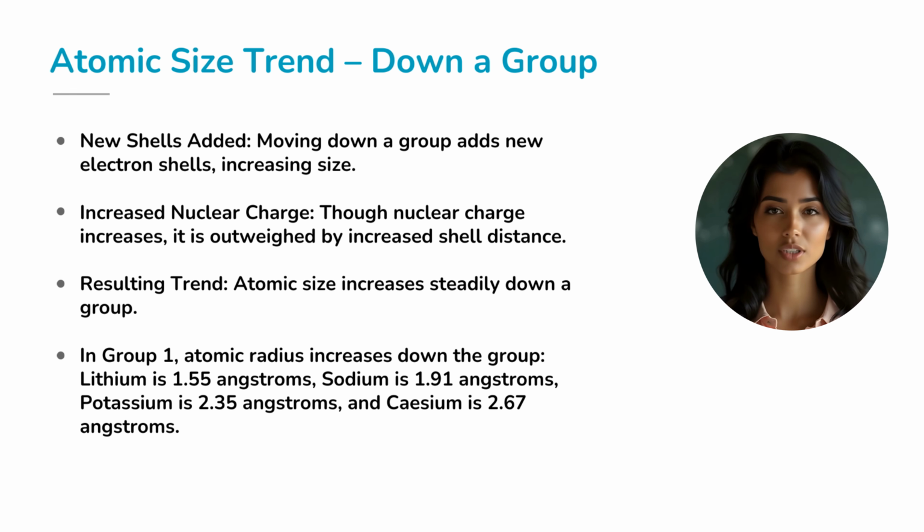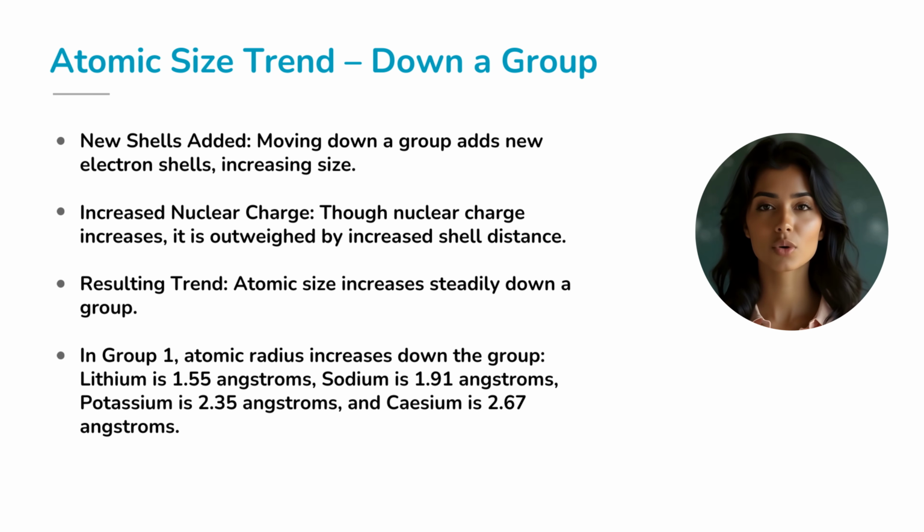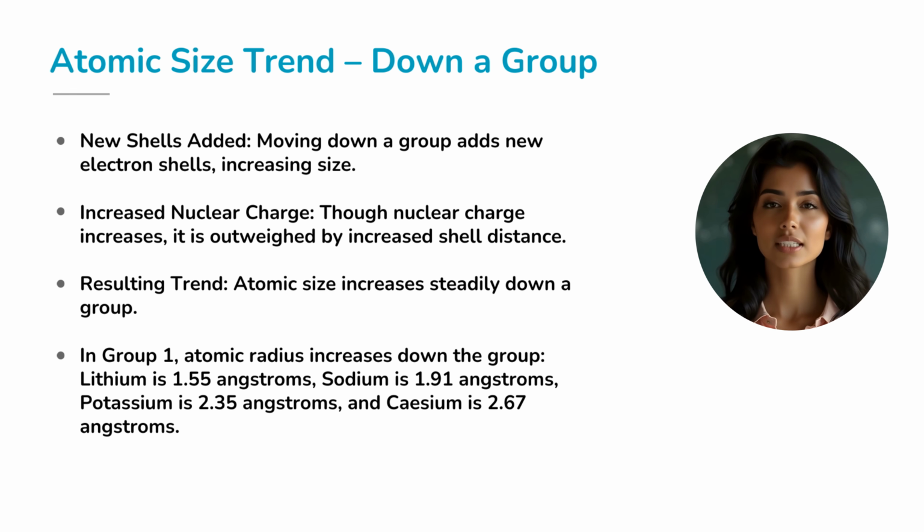Now, what about down a group? As we move downward in a group, each new element adds a new electron shell, pushing the outermost electrons further away from the nucleus. Even though nuclear charge also increases, the effect of adding shells is much stronger, so the atomic size increases down the group.